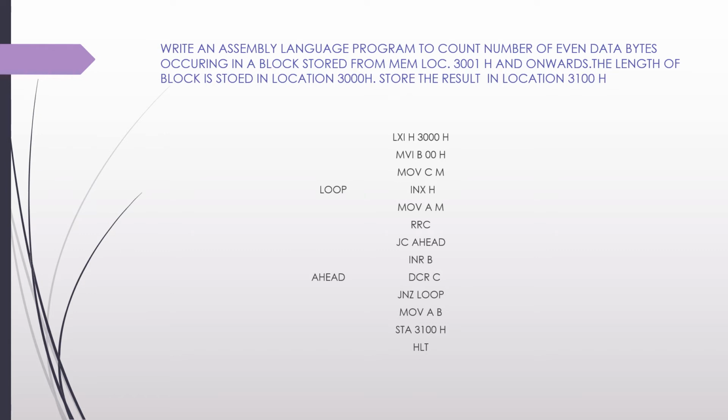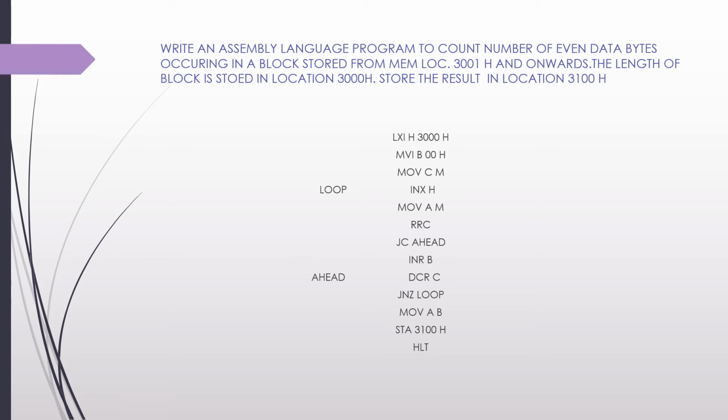The next program is to count the number of even data bytes occurring in a block of data starting from 3001 and onwards. The length of the block is stored in 3000 and the result is to be stored in 3100. Here you are finding the even data bytes. So the logic of finding out even or odd is the last bit of a number. If the last bit of the number is 1, then it is an odd number. If the last bit of a data byte is 0, then it is an even number. So, depending upon whether you get 1 or 0 after rotation into the carry flag, you set it as even or odd. That is the logic used in this program.